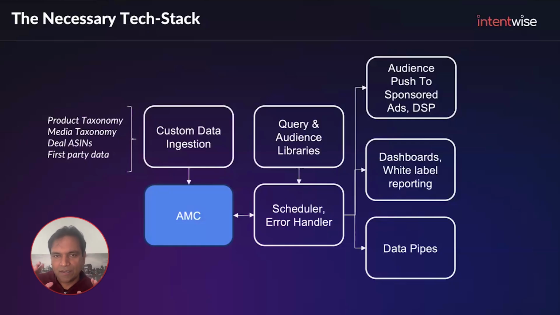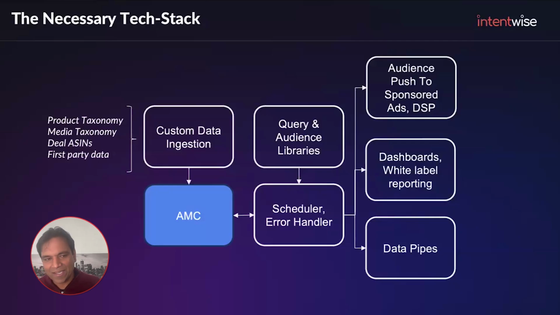After that comes query libraries, audience libraries, both predefined as well as custom, which then have to be tied to a scheduler. Scheduler meaning there are certain questions you ask on a weekly and monthly basis. You want them scheduled, you want dashboards showing up, emails going out. That's what I mean by a scheduler. And then error handling. If you're running AMC queries, you will notice that you run into errors and you want to have retry mechanisms. You want to be able to work with Amazon to resolve some of those things. So scheduling and error handling is a necessity.